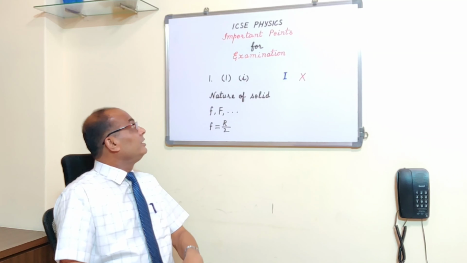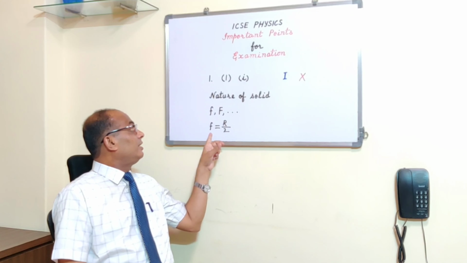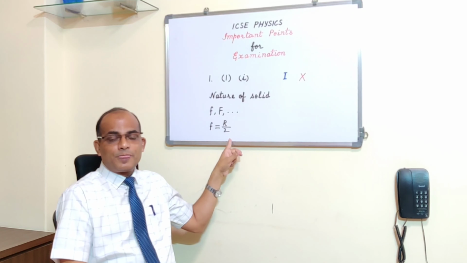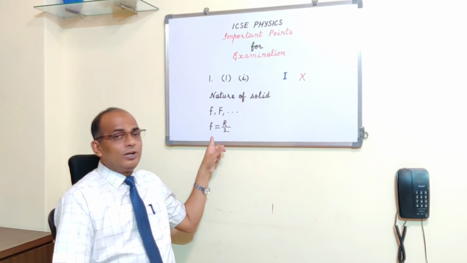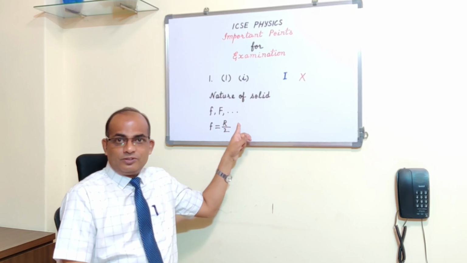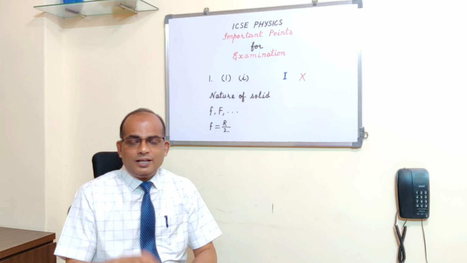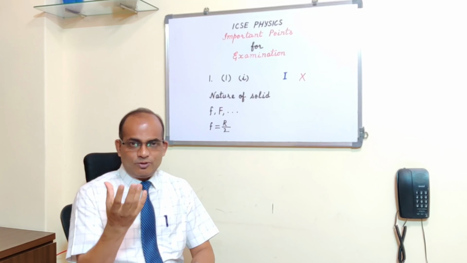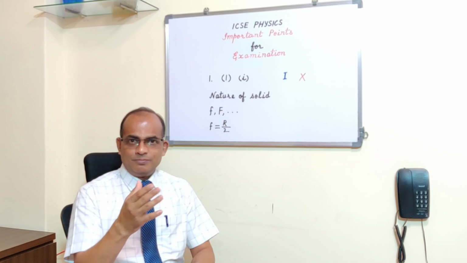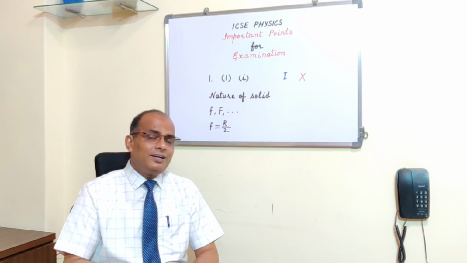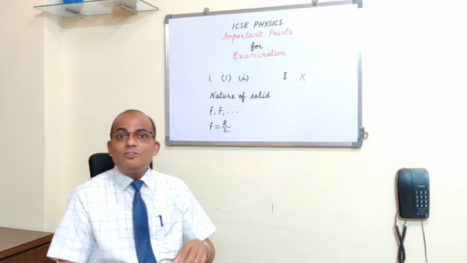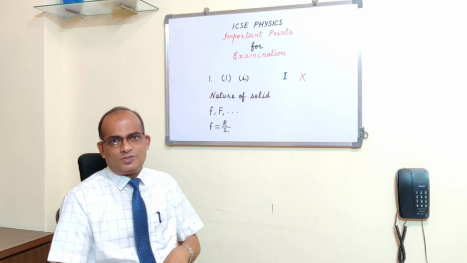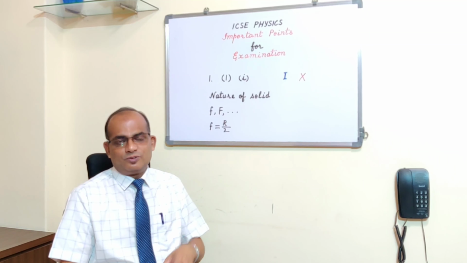One more thing I can see on the board. I have written one formula here. Small f is equal to capital R upon 2. This is from light. Small f is focal length. R is the radius of curvature. And this is the relation. So if you are writing any formula, please write down the meaning of the symbols used. And secondly, if you are doing any numerical questions, please first of all write down the correct formula, and then show the substitution. Please do write down the formula first.